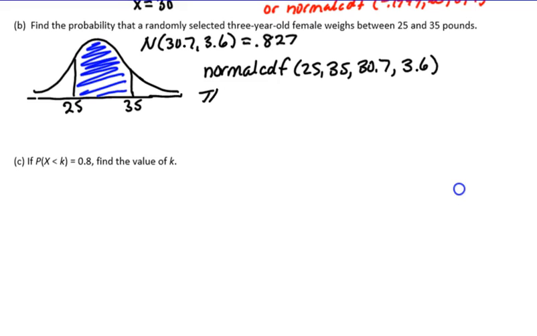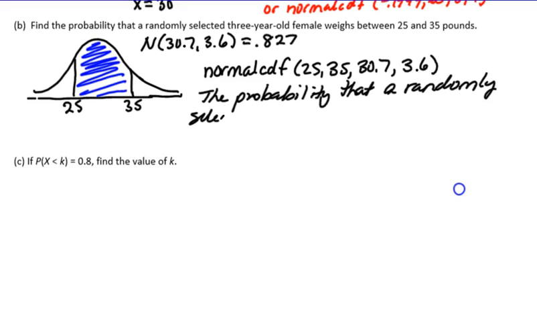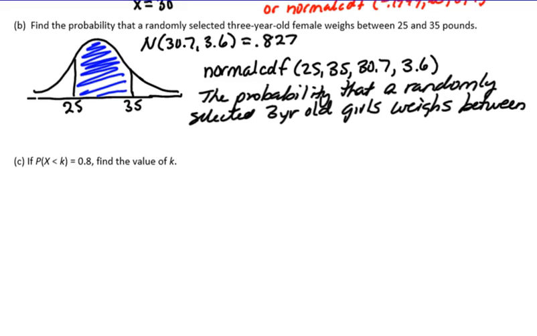So I'm going to say the probability that a randomly selected 3-year-old girl weighs between 25 and 35 pounds is, and this is important, about 0.827. Okay, make sure when you're using a model you need to say about.